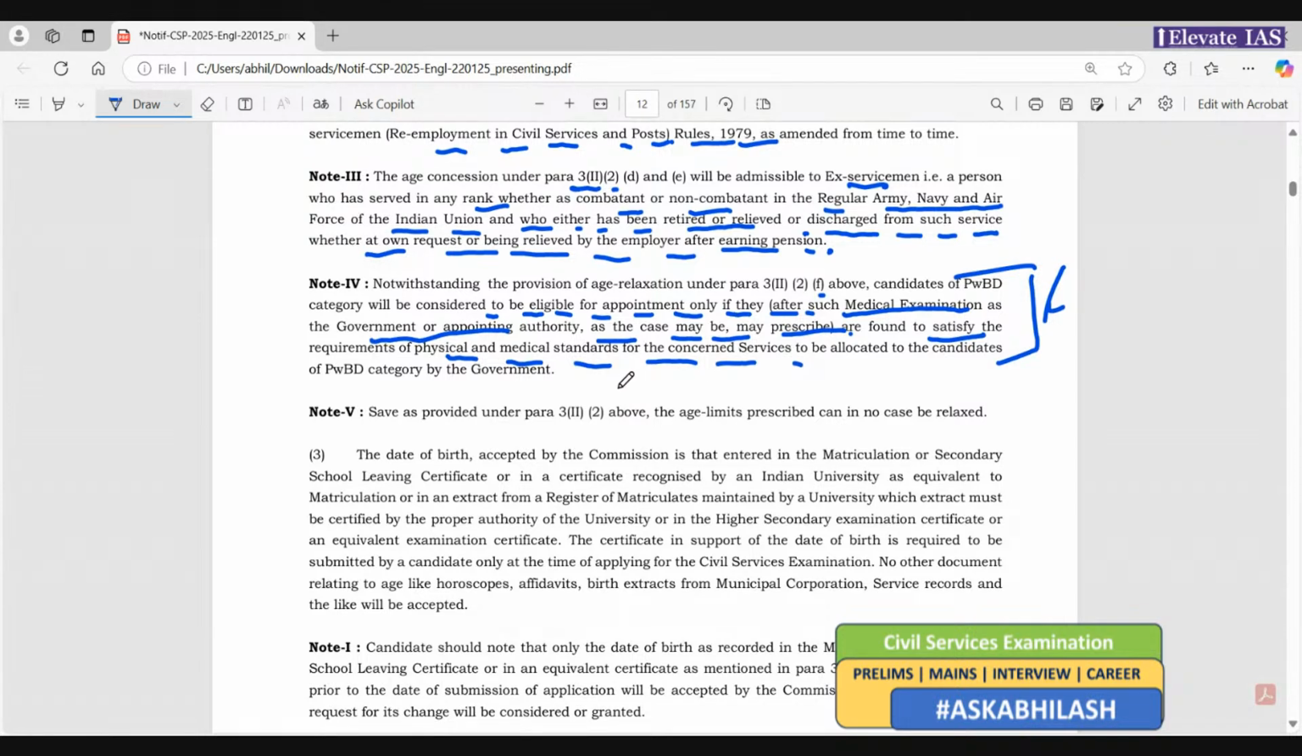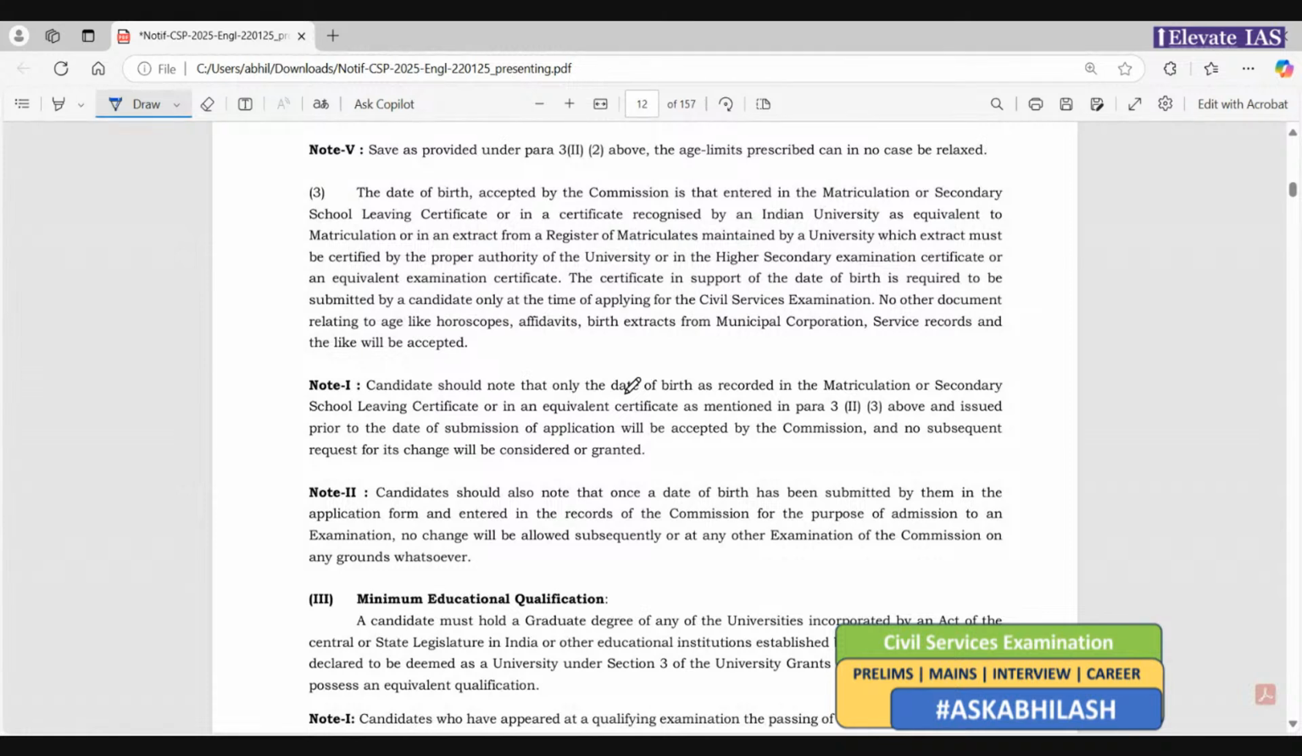Save as the date of birth accepted by the commission is entered in the matriculation or secondary school leaving certificate or in a certificate recognized by an Indian University as equivalent to matriculation, or an extract from the register of matriculates maintained by the university. Okay, so the certificate in support of the date of birth is required to be submitted by the candidate only at the time of applying for the civil service examination.